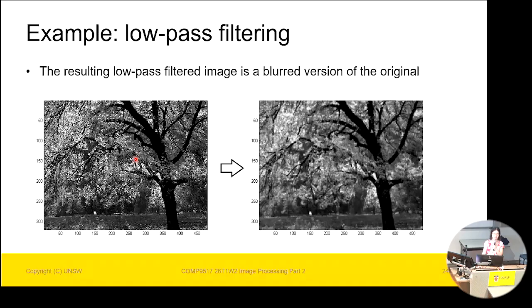So yeah, that's just an example of what we can do with filtering in the frequency domain. If you do this using the original spatial kernel, you should get the same result. It's just probably a different speed of computation.